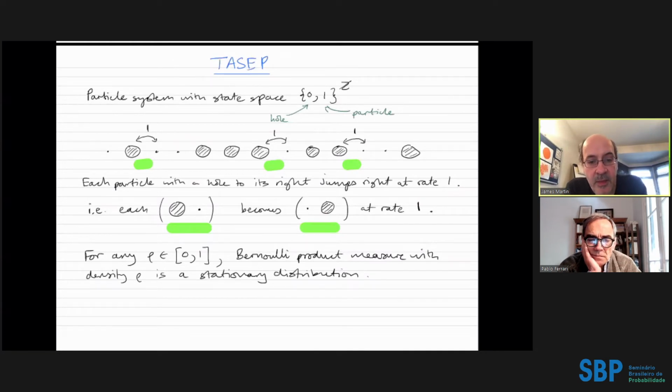And there's a very nice set of translation invariant stationary distributions. For any density rho between 0 and 1, if you take Bernoulli product measure, under which each site is a particle with probability rho and a hole with probability 1 minus rho, then that gives you a stationary distribution for the TASEP. All the translation invariant stationary distributions of the TASEP are mixtures of those Bernoulli product measures.